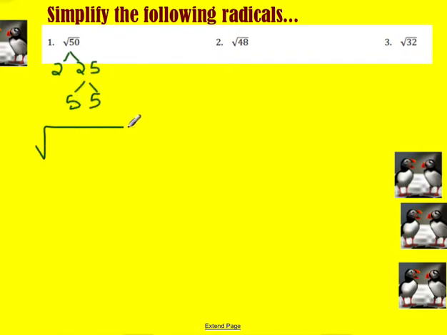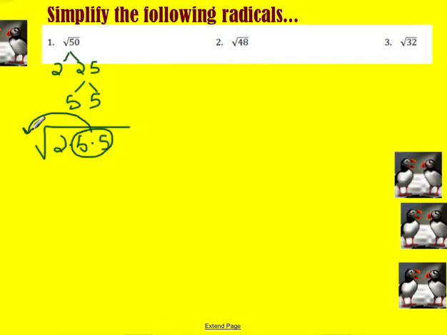Just like what we did yesterday, I'm going to multiply everything out, but I'm going to multiply it underneath the radical. Now here's the thing that's new today. In order for you to break free of the radical, you need to have a partner in crime. So the only thing that can come out of the radical is this pair of 5s. So I'm going to bring it to the outside.